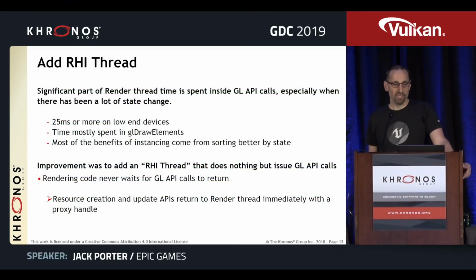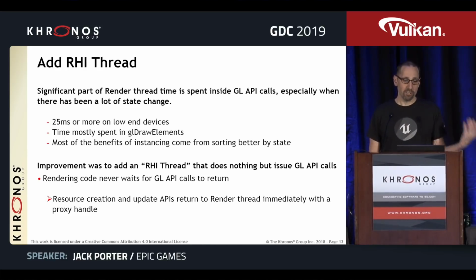So we found a very significant part of the render thread time is spent inside GL and somewhat inside Vulkan, especially when there's a lot of state change. So we find draw calls themselves are not a great measure of what the cost is going to be. You can have a bunch of draw calls all in a row with no state change, and it's almost the same as if they're instanced in terms of performance. But the state change we pay usually turns up inside GL draw elements, so the driver is doing a lot of work at that point to set things right for the next draw call.